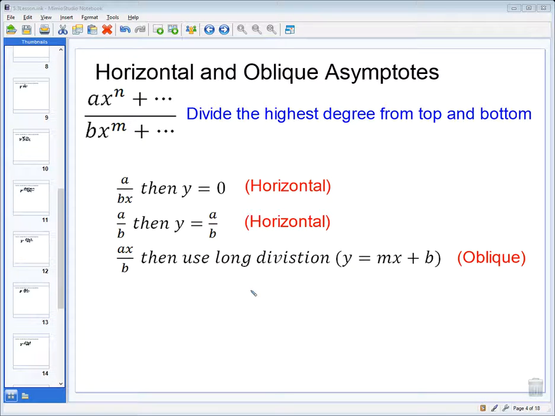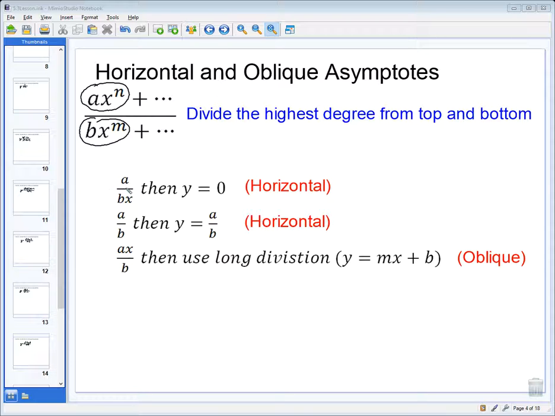Today we're finding the horizontal and oblique asymptotes. When working with fractions, or rational equations, you want to find the horizontal and oblique asymptote by dividing the highest degree from the top and the bottom. When you divide the highest degree, you just find the highest degree on the top, the highest degree on the bottom, and you simplify this fraction.